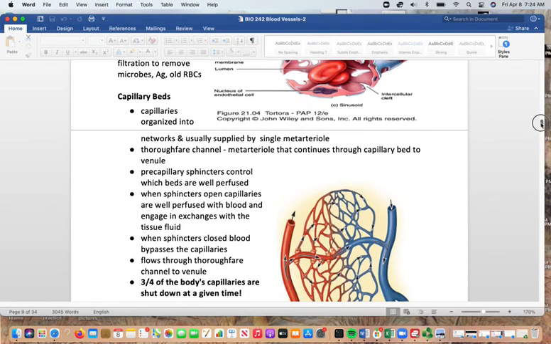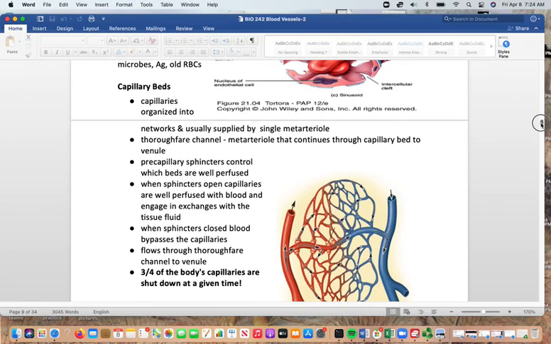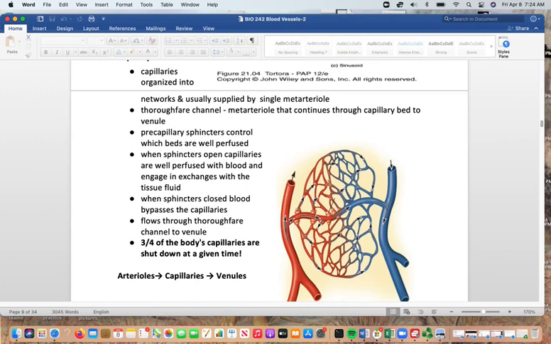So the capillary beds are organized into networks that are usually supplied by just that single metarteriole. You've got that thoroughfare channel that will go through to the other side. What goes in and out is controlled by those precapillary sphincters. So they are well perfused. When the sphincters are open, the capillaries get a lot of blood flow in there, and the blood can engage in exchanges with the tissue fluid, exchanging nutrients, oxygen, carbon dioxide. When those sphincters close up, the blood is going to bypass the capillaries. So it can go through the thoroughfare channel to the venule instead.